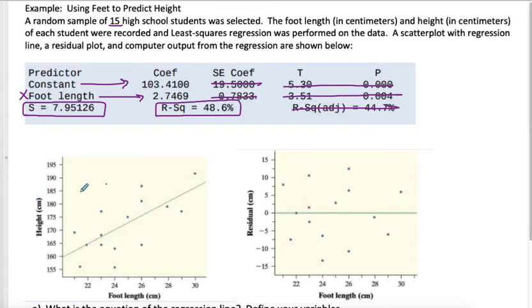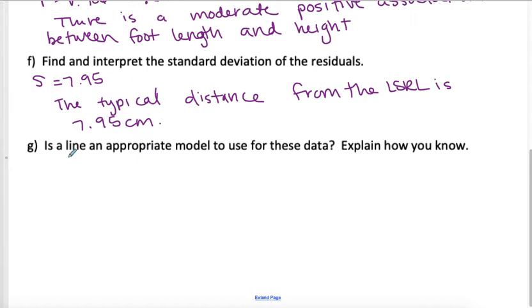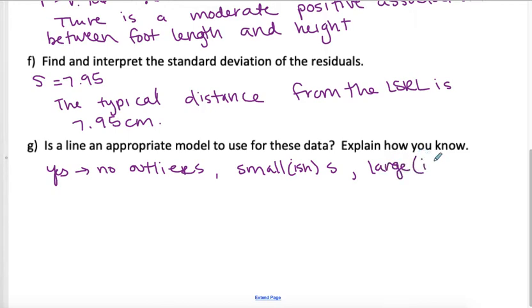So when we look at is our line appropriate, another thing we can look at is the residuals. No pattern, relatively small values here. So all of this kind of goes into, is a line an appropriate model? I would say yes. Okay, there's no outliers. There's a small-ish S value. We have a large-ish R squared, and no pattern in the residual plot.